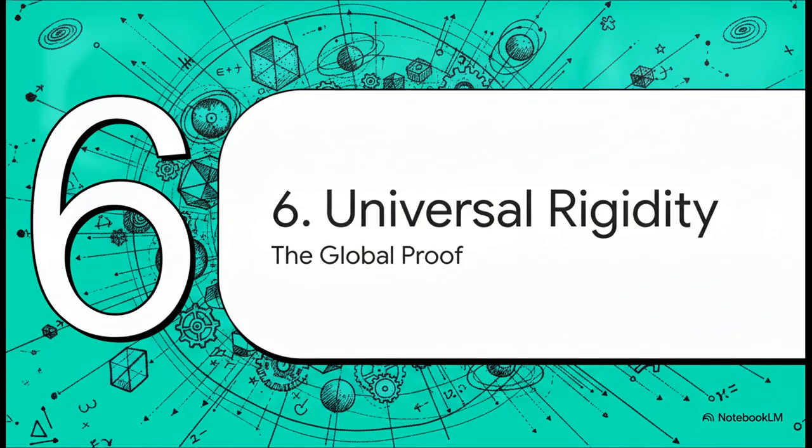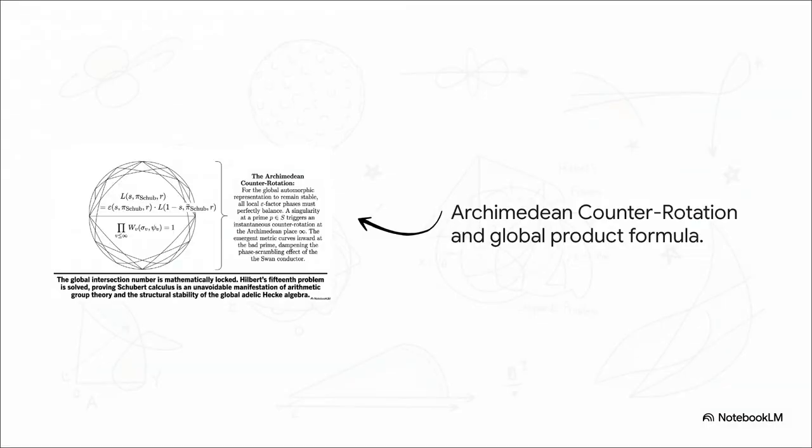Which brings us to our final stop, Section 6, the universal rigidity proof. This is the absolute climax of the entire framework. We are looking at the global product formula manifesting directly inside the geometry. For the global automorphic representation to remain stable, the product of all local epsilon factor phases simply must equal 1. This means if a singularity at a bad prime tries to alter the count, it triggers an instantaneous, exact counter-rotation at the continuous complex canvas, the Archimedean place. It mathematically locks the global intersection number in place.